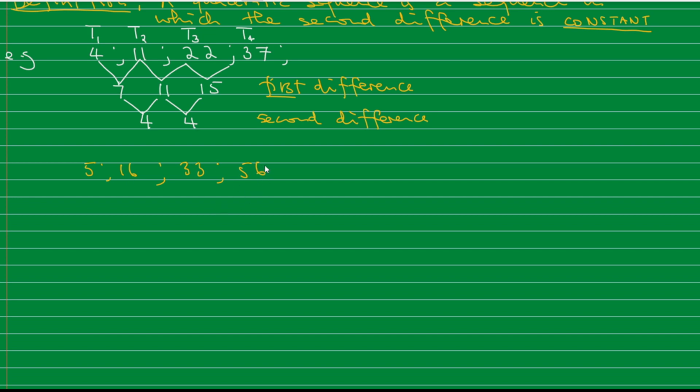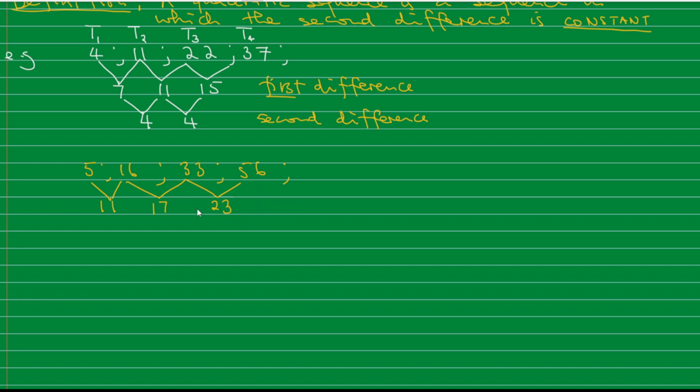Okay, so we'll list 4 terms here. You can go on. If you can guess the next number here, it's fine, but let's deal with these 4. When we subtract 16 minus 5, we will get 11. 33 minus 16, we will get 17. And 56 minus 33, we'll get 23. We can go on and on.